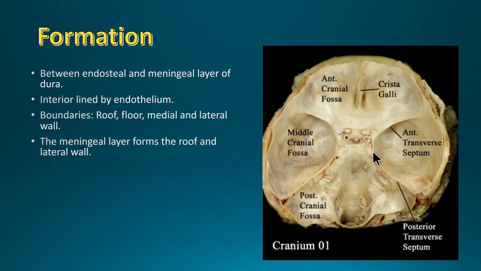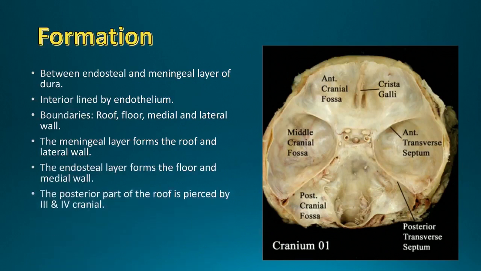Here you are able to see the thin roof, the meningeal layer of the dura, continuing as the lateral wall. Now the roof is actually pierced by two structures. Mainly in the posterior part, the structure piercing the roof is the oculomotor nerve, and of course the trochlear nerve also pierces the roof.